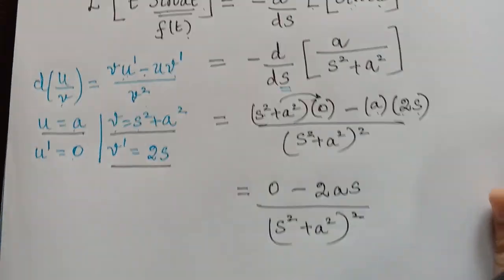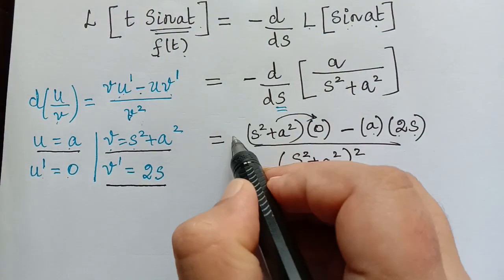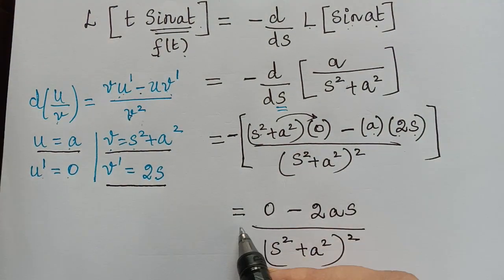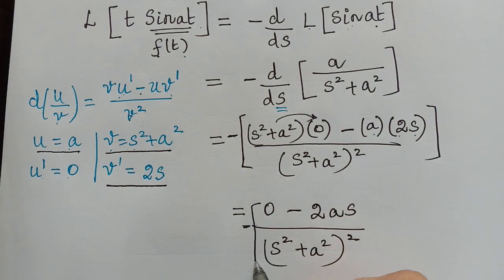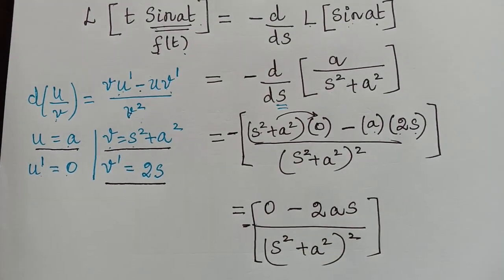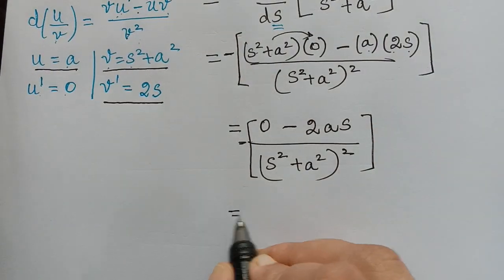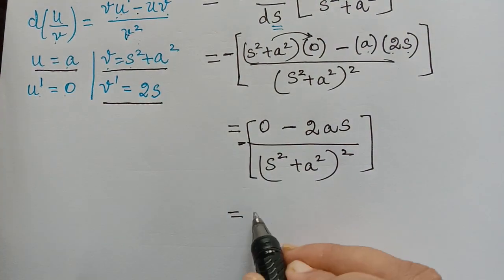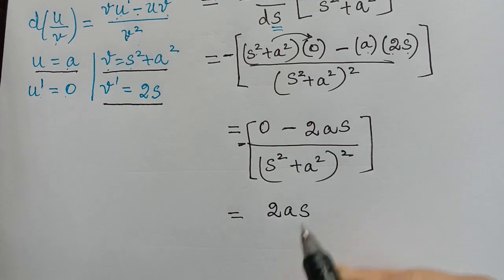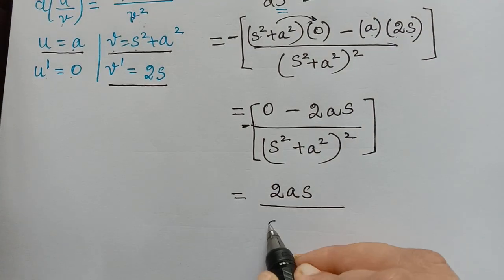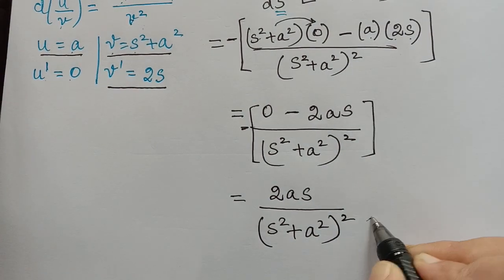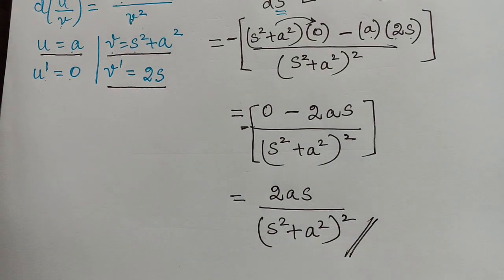But we have to observe that we have a negative sign here, so we should not forget to put that negative sign. So here also we have a negative sign to be multiplied with this. When we multiply that negative sign, anyway this is 0, minus into minus becomes plus. So 2as divided by s square plus a square the whole square is the solution for the given problem.